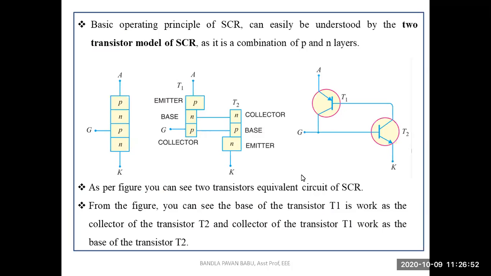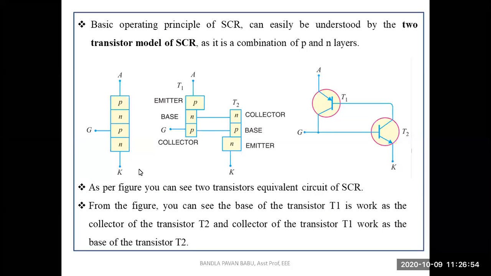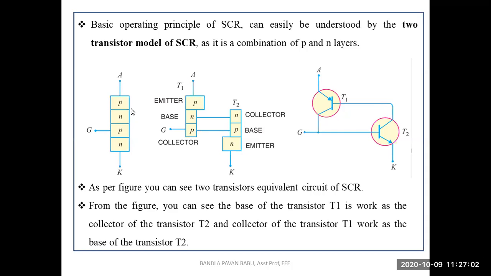So coming to the two transistor model. Before that, look at this symbol of this SCR. It is a 4-layer, 3 junction device. Here we have junctions J1, J2, and J3. The layers are PNPN, and the terminals are anode denoted as A, the gate denoted as G, which is connected to the P layer, and the cathode K.